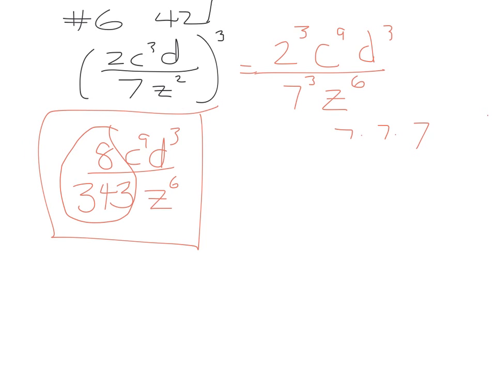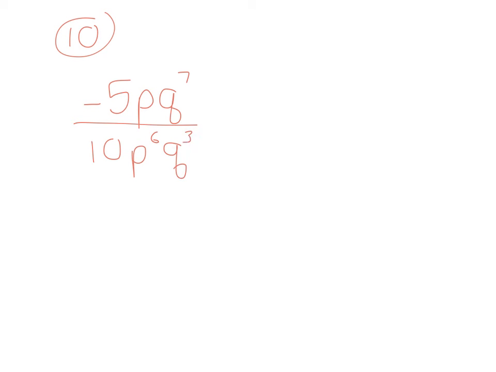Okay, now I'm going to do number 10 on that same page, page 421. Negative 5 p q to the 7th over 10 p to the 6th q to the 3rd. So I'm going to simplify the fraction part first. That gives me negative 1 over 2.